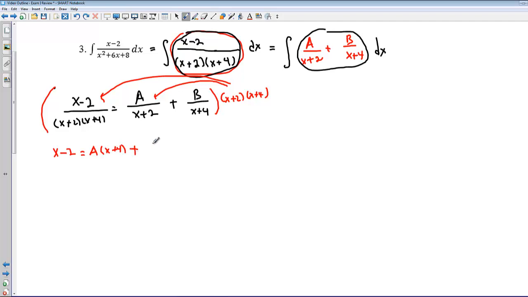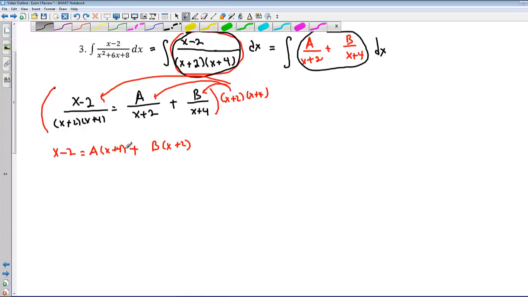And then plus b, and so now when you multiply this here, the b is going to stay, but the x plus 4s are going to clear, and you get x plus 2. And so what we have now is something without denominators, so we have cleared the denominators. And to find a and b, there are a couple ways to do this.